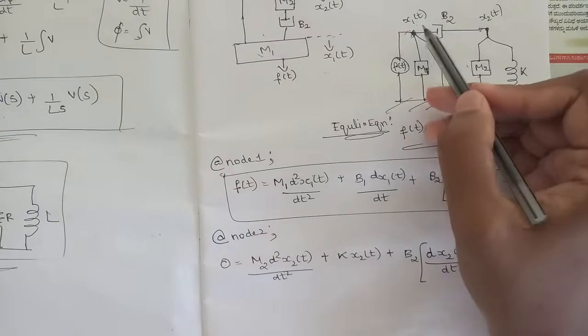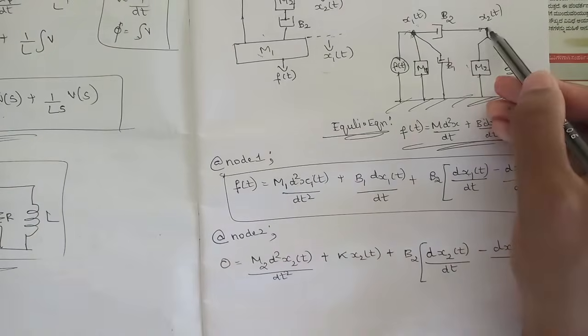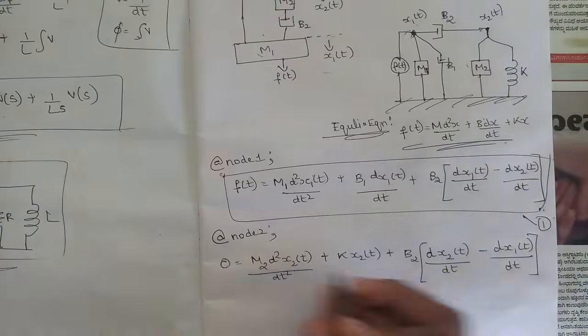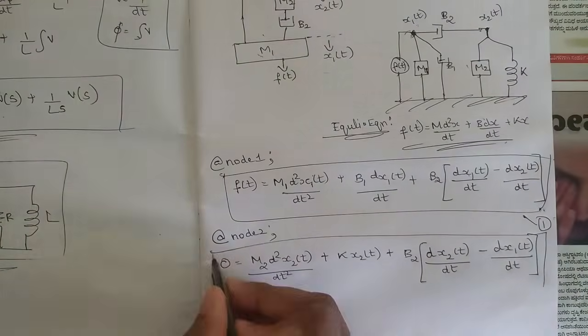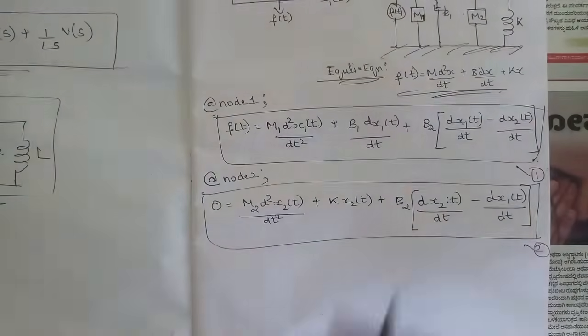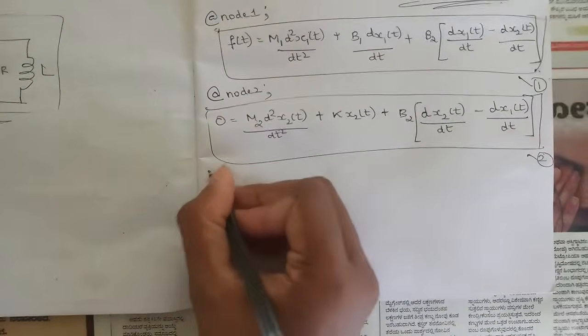So when we are considering the x1 node, we need to write x1 minus x2, but when we are considering the x2 node, we need to write x2 minus x1, okay? So that step we need to be very careful. So this is one more equation, name it as equation 2. So we got these two equations for node 1 and node 2. So now let's apply the FV analogy.